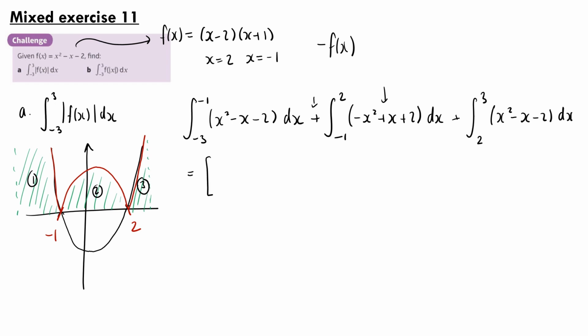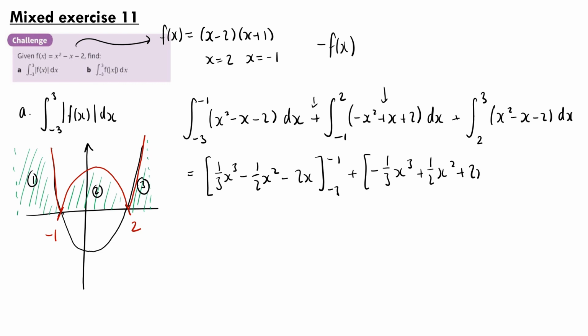Okay, so this shouldn't be too much of a pain to integrate now. We have a third x cubed minus a half x squared minus 2x from minus 3 to minus 1. And then we've got here minus a third x cubed plus a half x squared plus 2x from minus 1 to 2. And then we're adding on here a third x cubed minus a half x squared minus 2x from 2 to 3. I won't bore you with writing out all of this, so I'm just going to tell you the answer at the end should be 15 once you've calculated all of these limits.